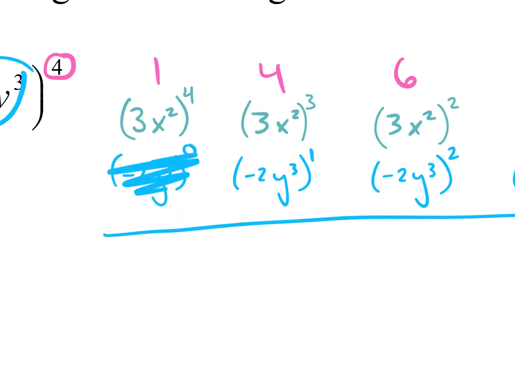Now we can't forget to distribute our exponent. 3 to the fourth power would be 81. And then x squared to the fourth power. When you have a power raised to a power, what do we do? We multiply. So this would be x to the 8th power. So our first term is 81x to the 8th power.